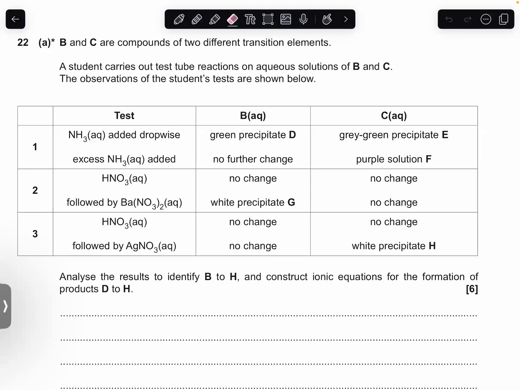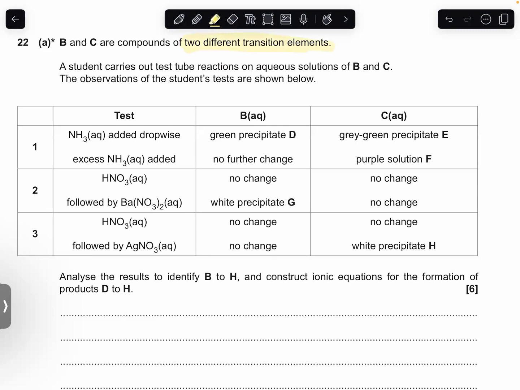Question 22, October 2020 paper. In this question, it tells you B and C are compounds of two different transition elements. A student carries out test tube reactions on aqueous solutions B and C. The observations of the student's tests are below.